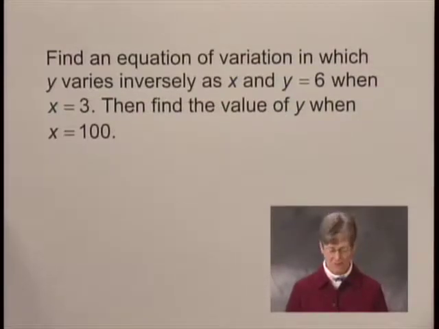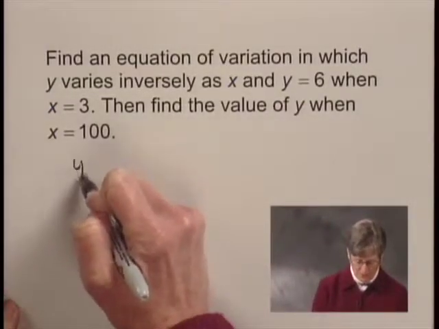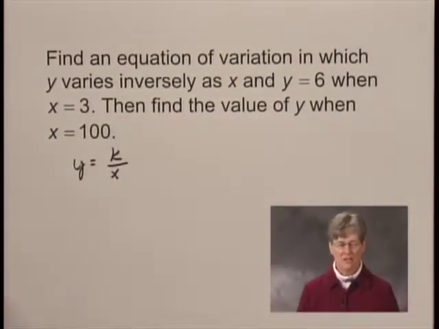Find an equation of variation in which y varies inversely as x and y equals 6 when x equals 3. Then find the value of y when x equals 100. Well, an equation of inverse variation has the form y equals k over x, where k is the variation constant.